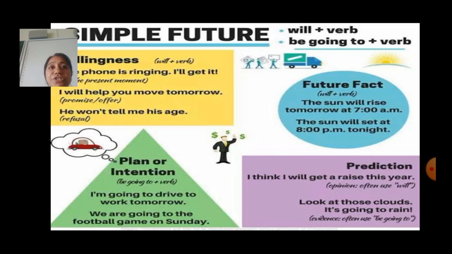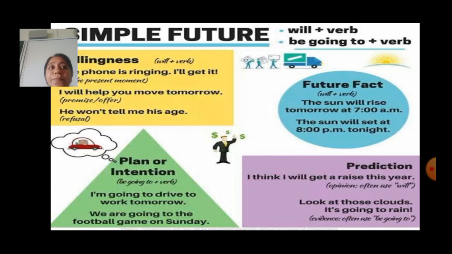The simple future tense is also used when we show willingness. For example, the phone is ringing, I will get it. I will help you move tomorrow. Here we are promising something. He won't tell me his age.